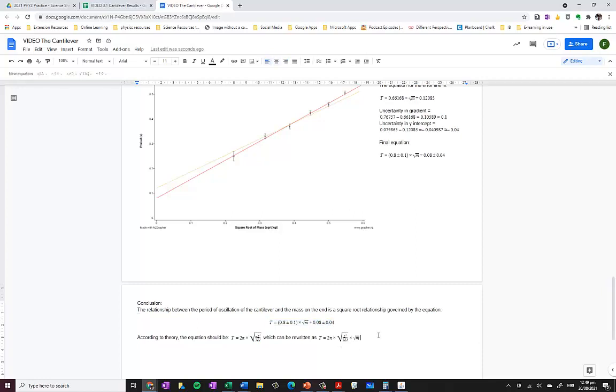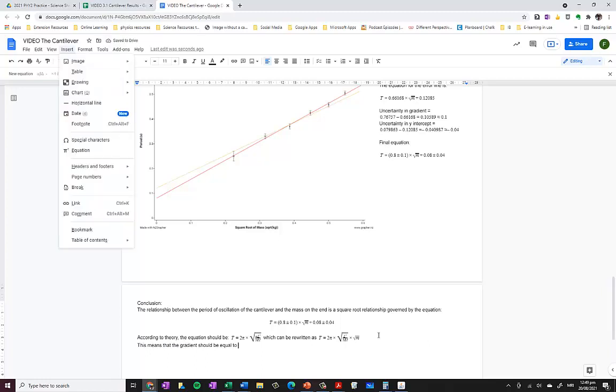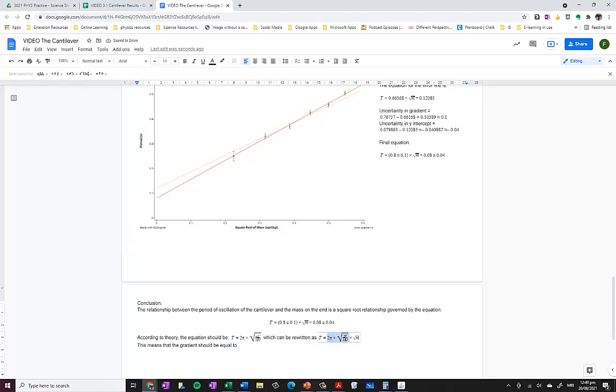Okay? So this means that the gradient should be equal to, and we'll stick this in, and I'll just copy and paste this stuff. In my experiment, L was 0.8 meters, and according to the notes provided, EI was approximately 7.